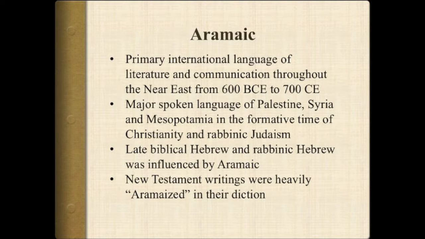Now, Aramaic was the primary international language of literature and communication throughout the Near East from about 600 BCE to 700 CE. And it is a major spoken language of Palestine, Syria, and Mesopotamia during the time that Christianity and Rabbinic Judaism are being formed. Late Biblical Hebrew and Rabbinic Hebrew were influenced by Aramaic, and the New Testament writings, even though to be clear they are not translated from Aramaic, show a certain likeness to Aramaic diction, to the basic syntax and order of words. And of course, many of the people involved in the New Testament story would have been speaking Aramaic.